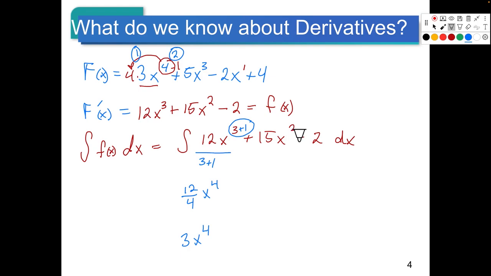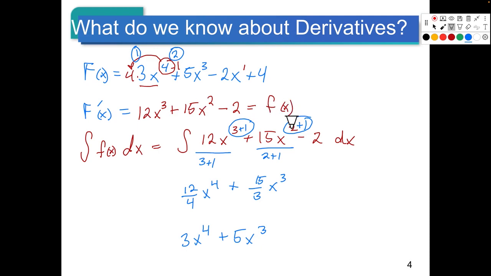Let's go to the next step. What do we do with 15x squared? First thing, add 1. Always just adding 1, because to take the derivative we subtracted 1, so we have to go back. Then we divide by the new exponent. So we're going to get plus 15 divided by 3, x to the 3rd power. 15 divided by 3 is 5, x to the 3rd. That's what we had up there. It's looking good so far.